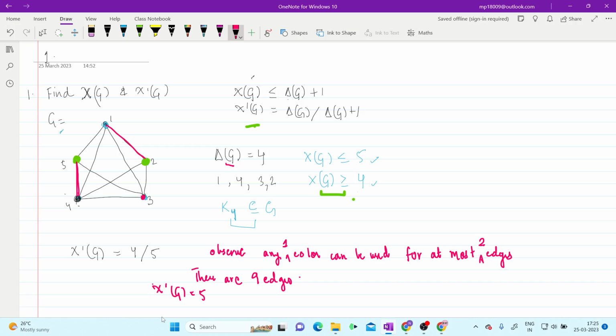Now is everyone convinced? Due to this observation, 4 colors can color at most 8 edges, but this graph has 9 edges, so we'll need a fifth color. Therefore the chromatic index of this graph will be 5. So any doubts in the first question?